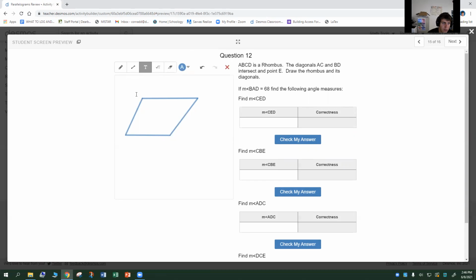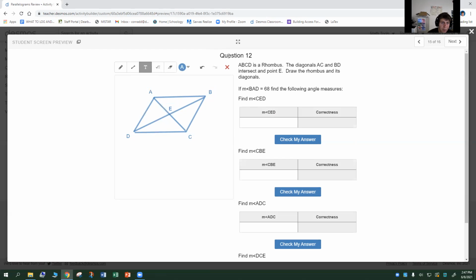And I'm going to call it A, B. I didn't draw it the best, but that's okay. C, B. It's a rhombus, so all the sides are congruent, even though I didn't draw it the best. Diagonals AC and BD. Let me redraw it. That looks better. Okay, so we had rhombus A, B, C, D, and then diagonals AC and BD intersect at point E in the middle here.